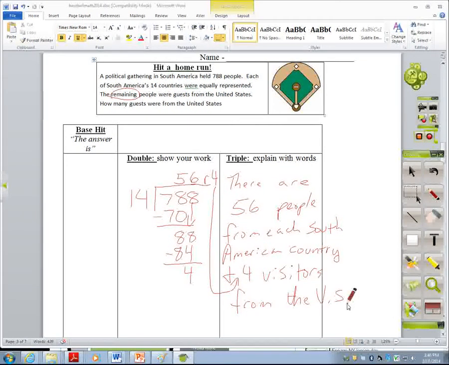Okay, so all we have to do is this. The question was, the remainder of guests. How many guests were from the United States? The answer is 4. 4 guests from the United States.